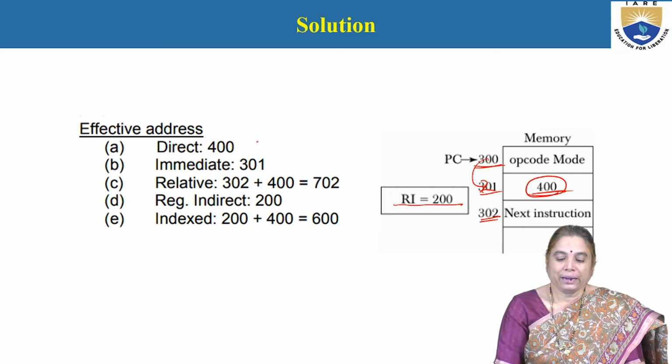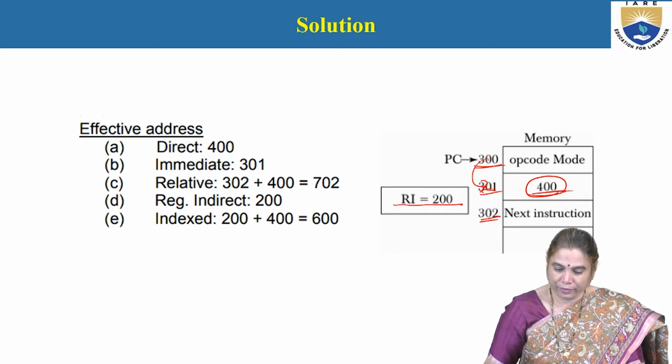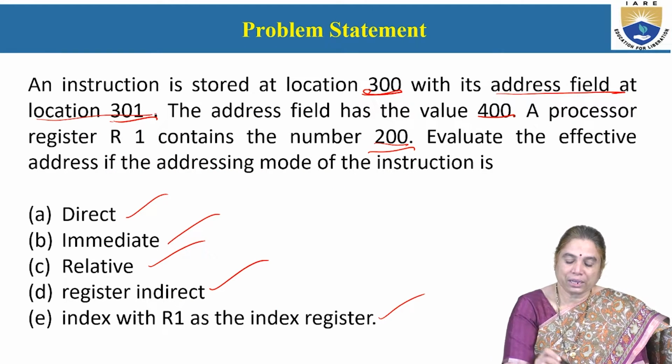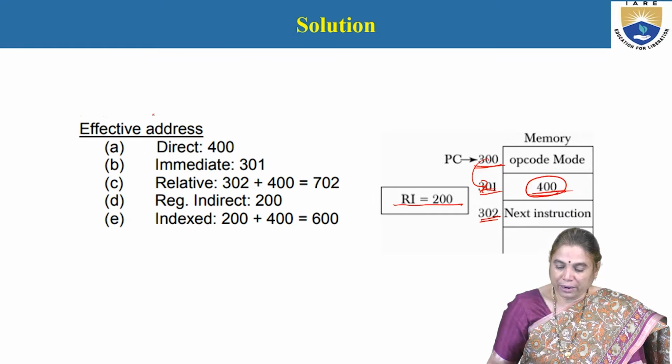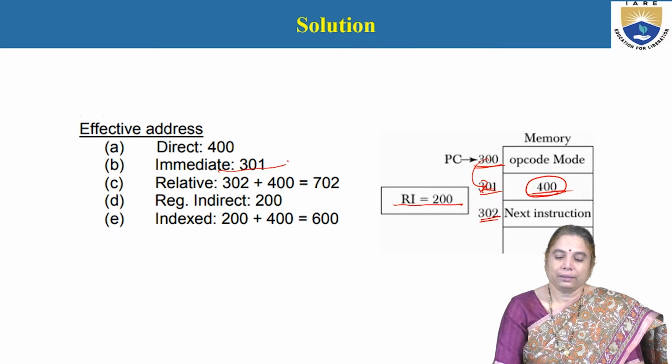In case of immediate addressing mode, the operand is immediately the next field after the instruction, that is the address field at the location 301. So the immediate address is 301.